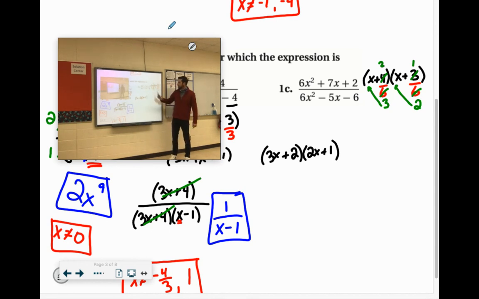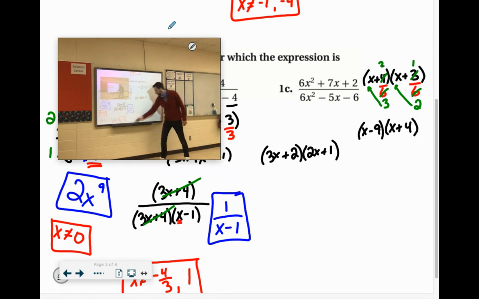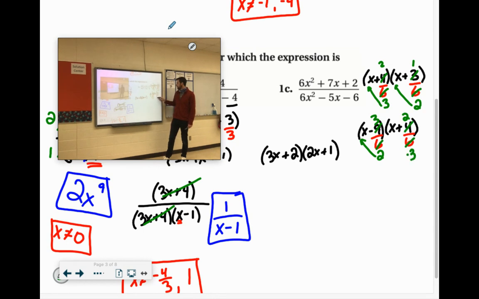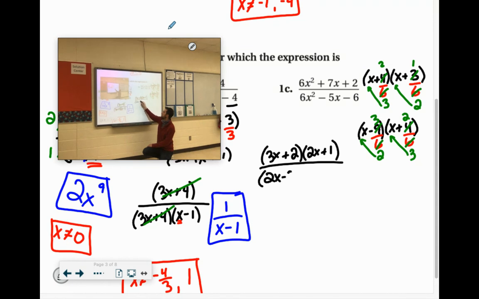As far as the denominator goes, 6 times negative 6 is negative 36. So they have to add up to negative 5, so it'd be x minus 9 and x plus 4. We have to try to divide them by that 6. So let's see, 9 over 6, 3 goes into both of those. Kick the 2 to the front. 4 and 6 simplifies to 2/3 and kick the 3 to the front. So, denominator, we've got 2x minus 3 and 3x plus 2.